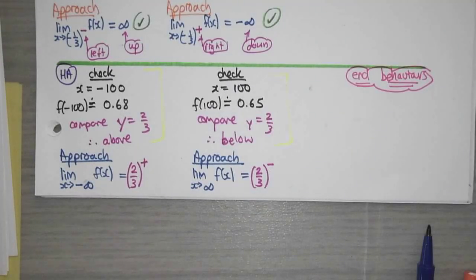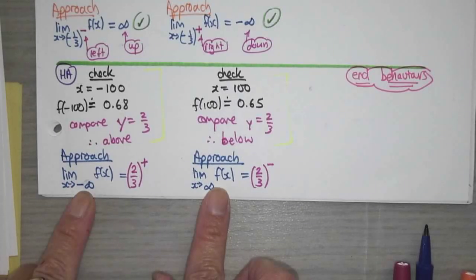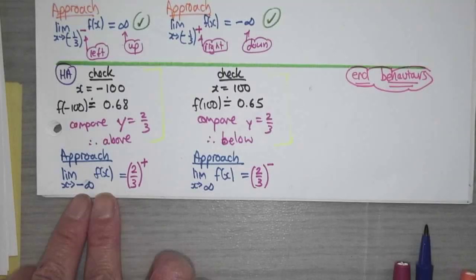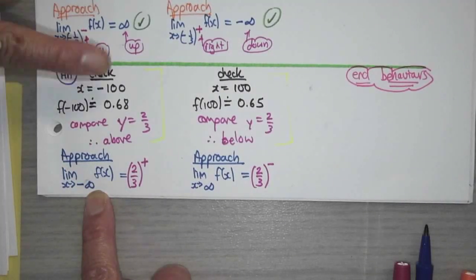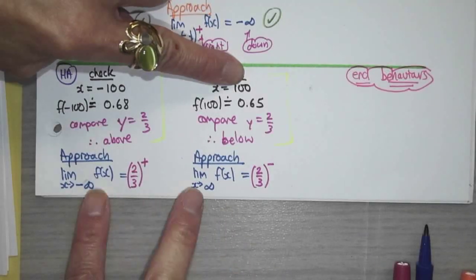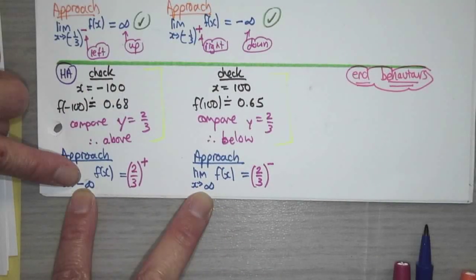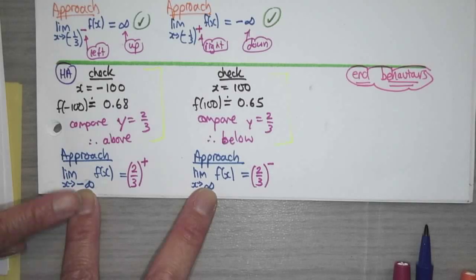Yes? For the x approaches negative infinity, do you also have to put the from above as well? No, because this is not above or below. You're heading, that was my 100. I just did negative 100 and 100. So this has already got its own sign. So negative infinity, infinity already are telling me left, right.